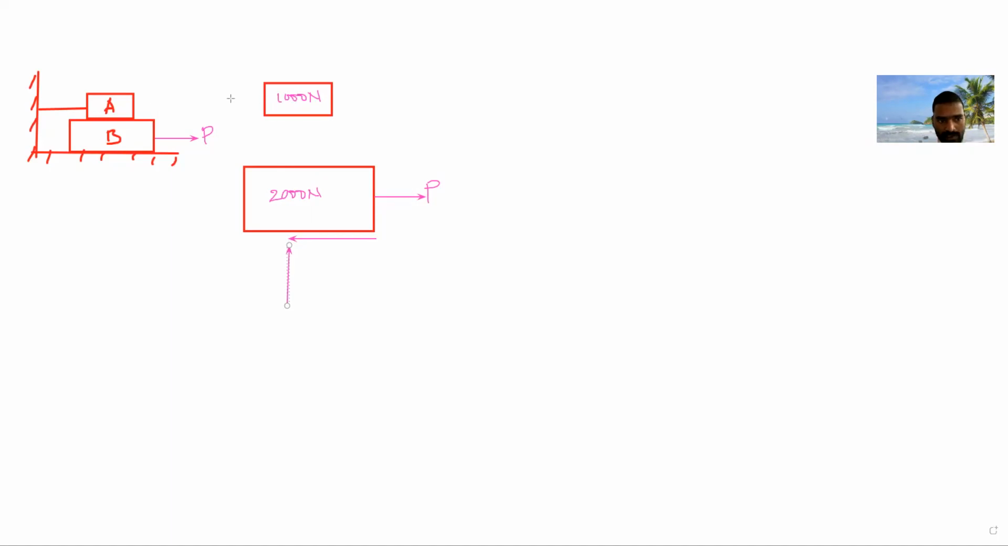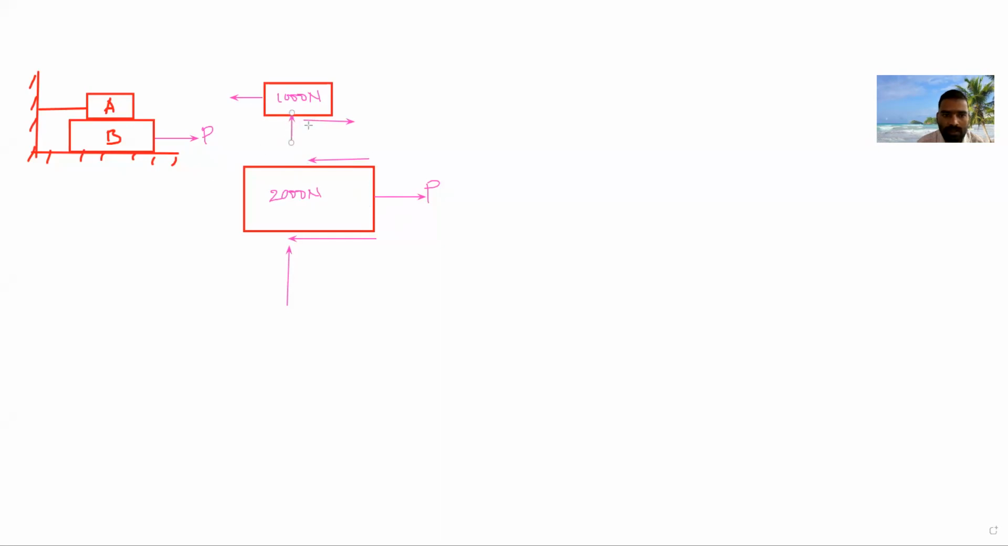When this force is applied in this direction, the cable pulls in this direction, and then the body is moving in this direction. Then the friction of this body is in the opposite direction. This is the friction. Is it correct? All of you? Yes, sir. So when body A is resting on B, the normal reaction is in the upward direction. Correct?